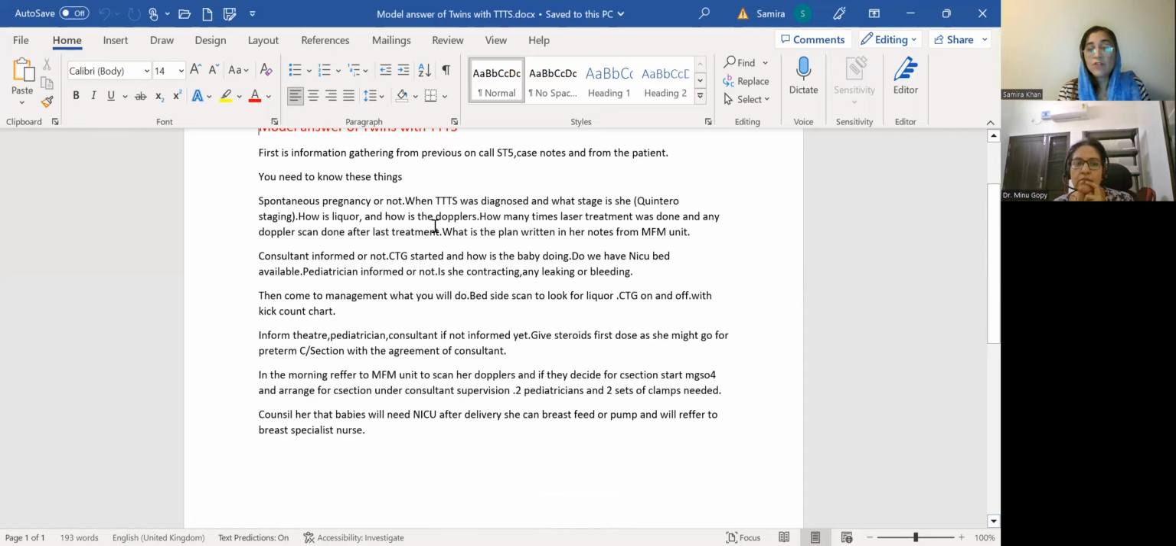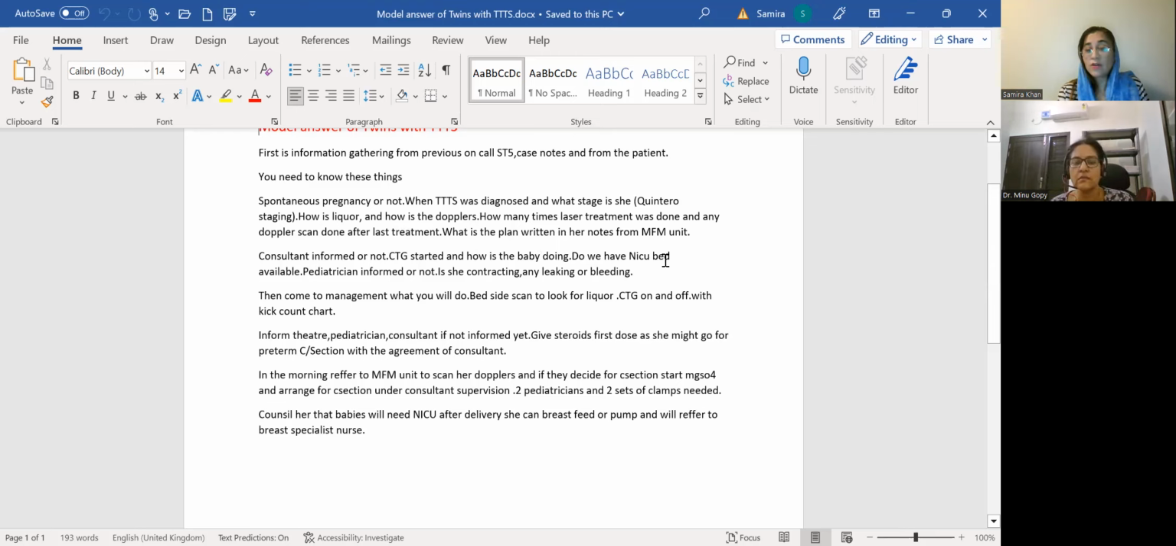You want to know how the Doppler was last time, if she received laser treatment, how many times laser treatment was done before, and what the last Doppler scan was. What was the time of the last treatment and when the last scan was done? Or you're collecting information and the plan written in her notes from the fetal maternal unit. For the consultant, it's a safety point that the consultant is informed or not, and then how the babies are doing, and whether CTG has started or not. If not, you will start the CTG.